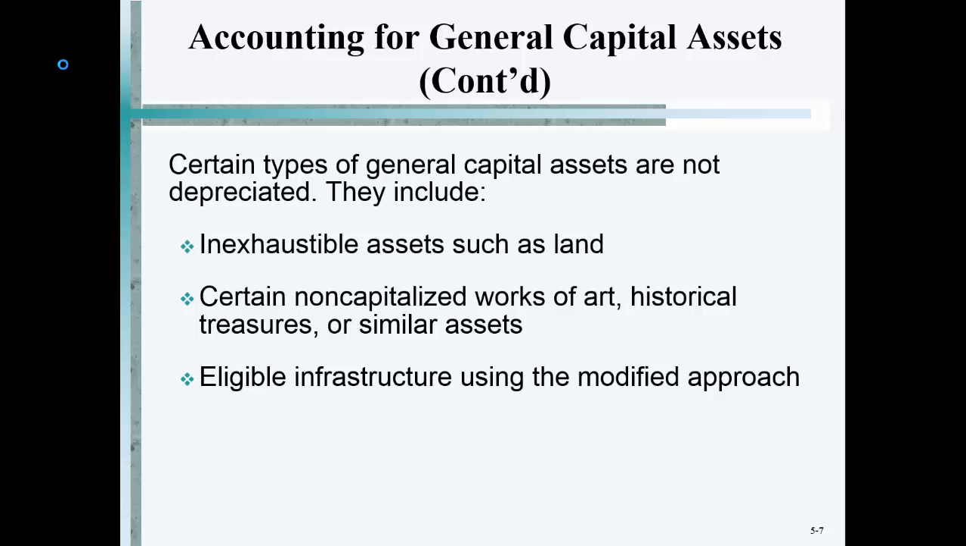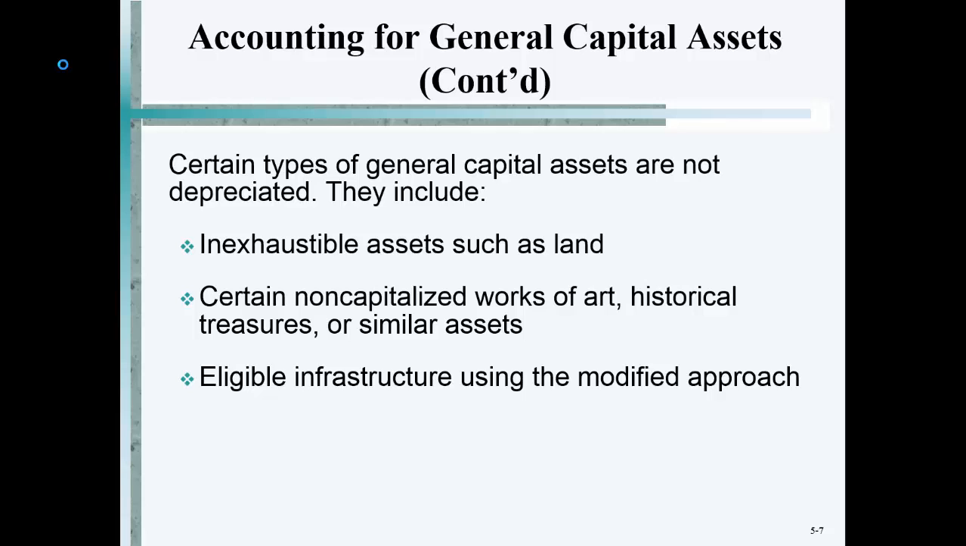Now, there are certain types of capital assets that are not depreciated. For example, inexhaustible assets such as land. You don't depreciate land. Sometimes my Accounting 100 students will say, well, what if the land falls off the edge of the earth? Okay, well, then you write it off when it falls off, right? But until that time, you leave it alone, right? Okay, you don't depreciate it. Okay, what else? Certain works of art, historical treasures, or similar assets are not depreciated, and we're going to see that we may even not carry those on our balance sheet.